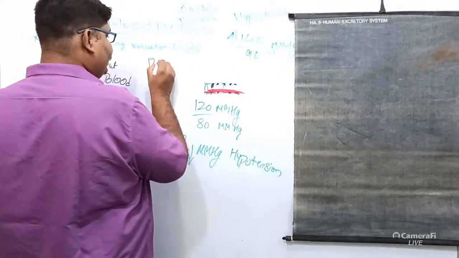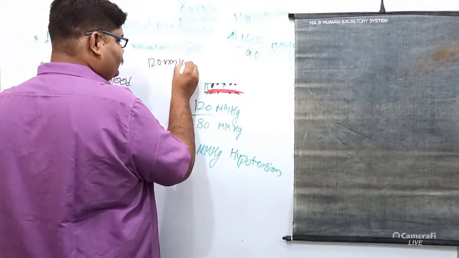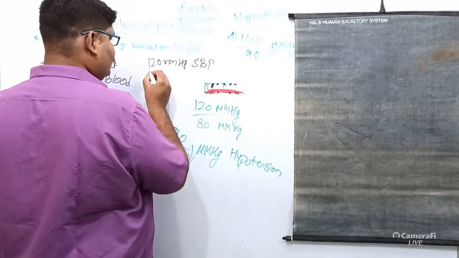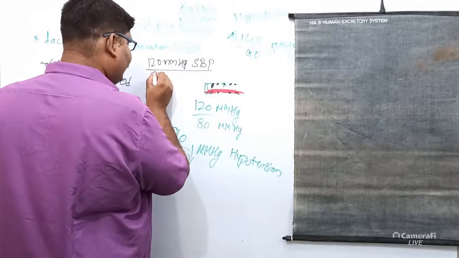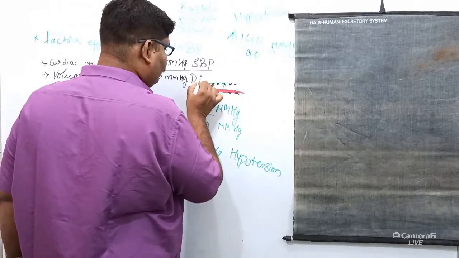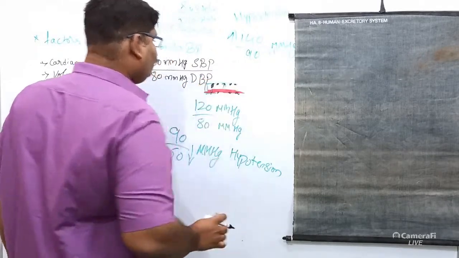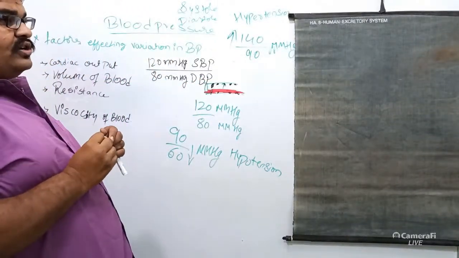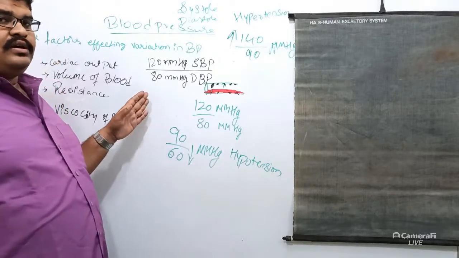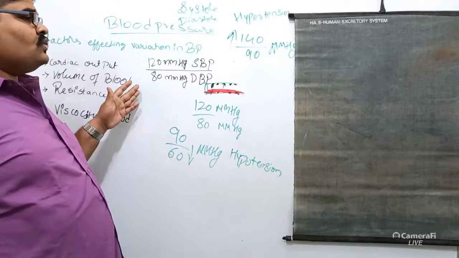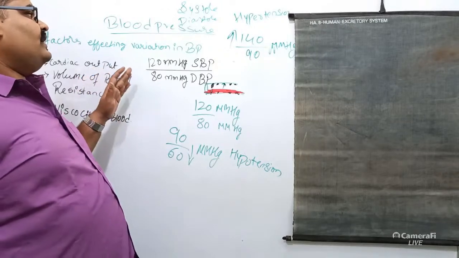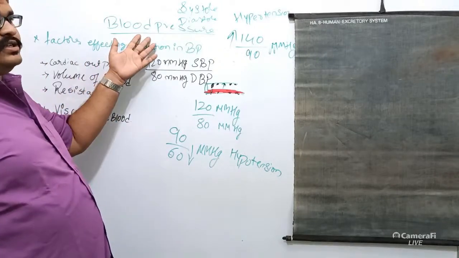That is 120 mmHg systolic blood pressure over 80 mmHg diastolic blood pressure. This is what doctors measure when you visit any clinic or hospital. This is all about the circulatory system, so we are finishing blood pressure here.